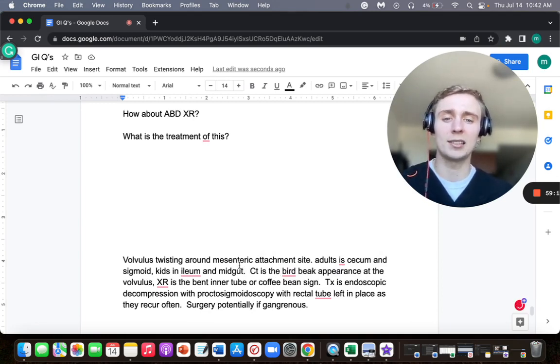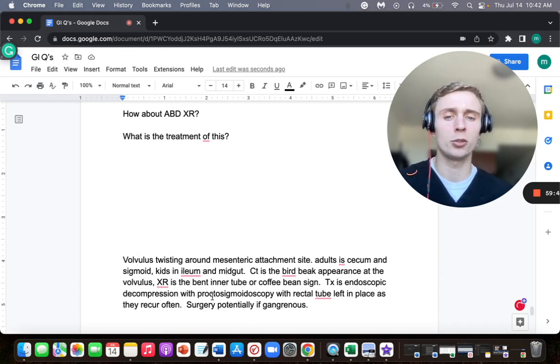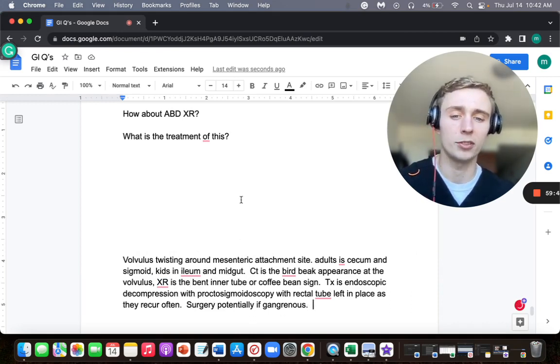Abdominal X-ray is going to show the classic coffee bean sign. We've seen that. And also the X-ray may show a bent inner tube. So they could call it a bent inner tube or a coffee bean sign. I think it looks more like a large coffee bean in the abdomen, and that's what's going to be seen on abdominal X-ray. Treatment is endoscopic decompression with proctosigmoidoscopy with a rectal tube left in place as they recur often.